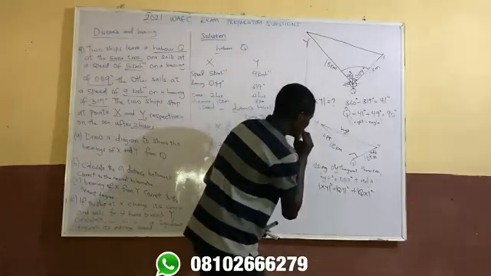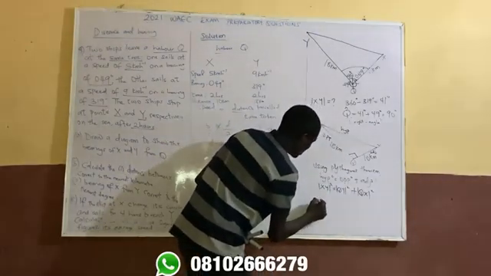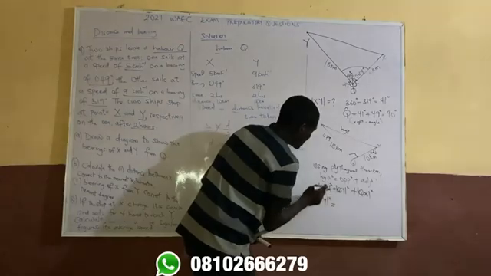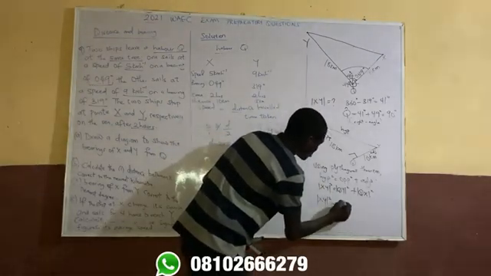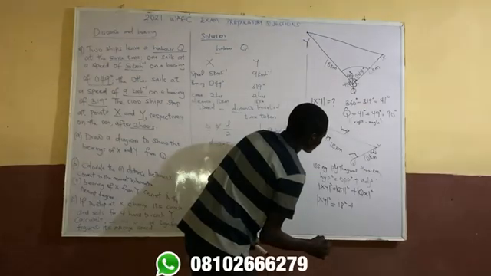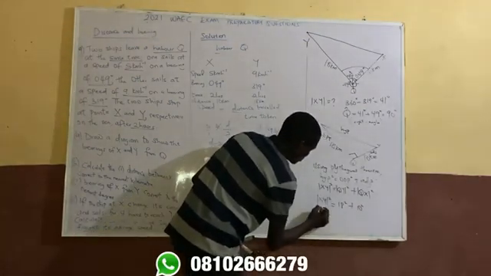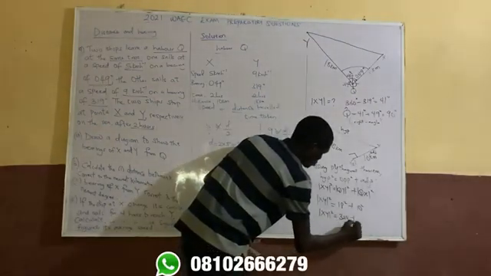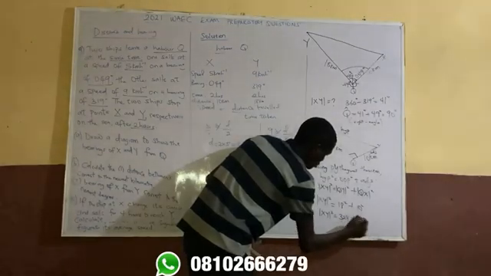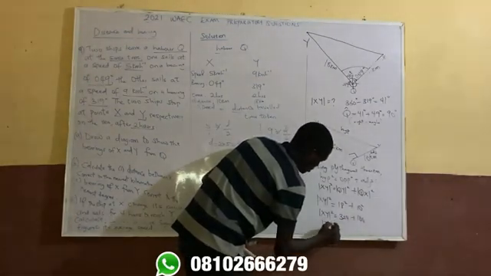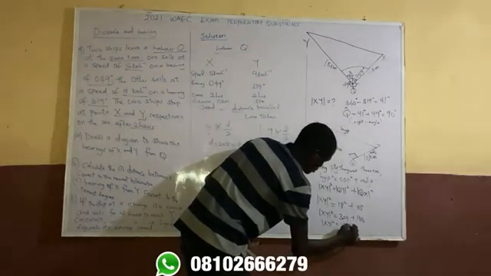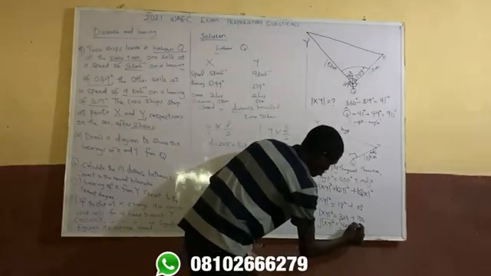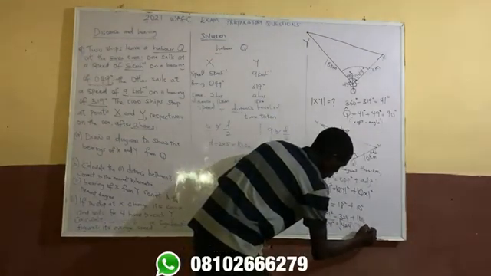Now what does it mean? We are looking for XY squared. Line XY squared will be equal to 18 squared plus 10 squared. So we have line XY squared equal to 324 plus 100. So line XY squared equals 424. Taking the square root of both sides, take the square root of what?